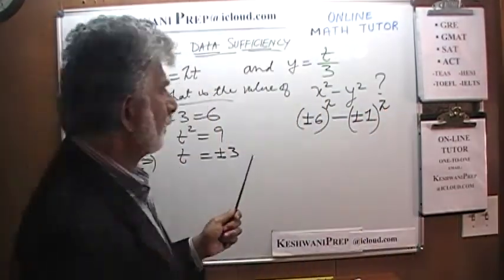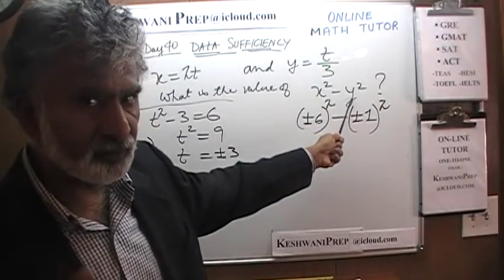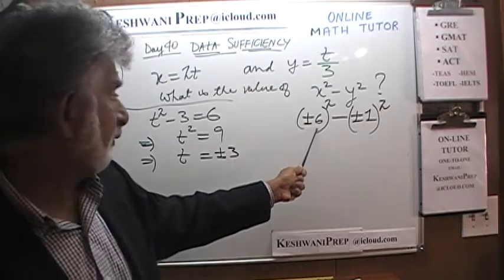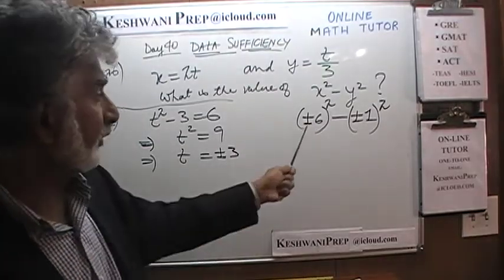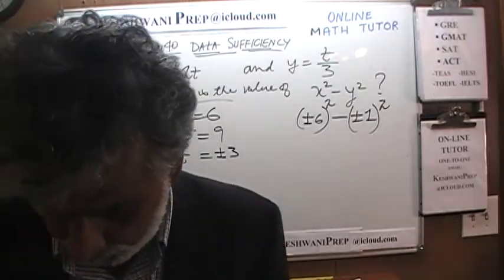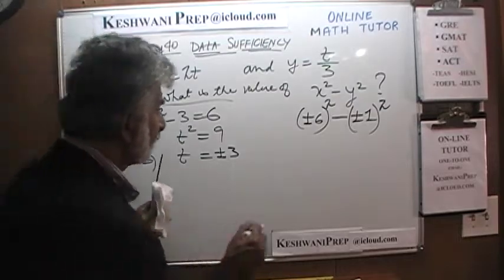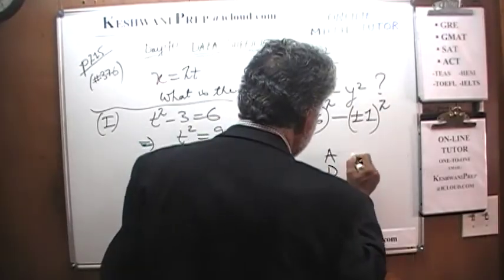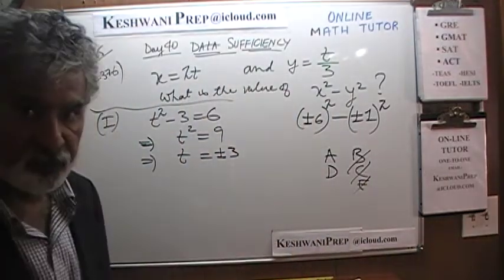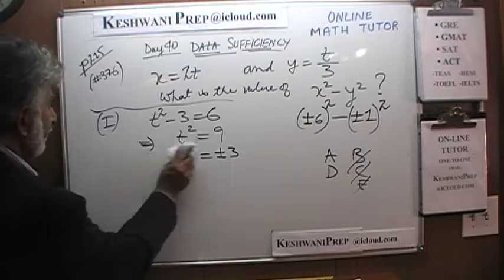There you go. Because we are being asked what is x squared minus y squared, not what is x minus y, it doesn't matter whether the value of t is positive or negative, because it's being squared. And of course, we can certainly figure out what that value is. It's just simply 36 minus 1. First statement by itself is quite enough. AD, BCE. Since we know that the first statement by itself does the job, we know the answer is not B, C or E. It has to be either A or D. Let's look at the second statement.